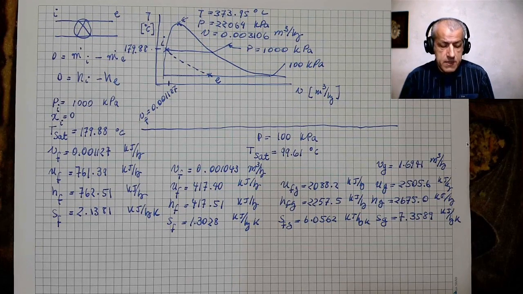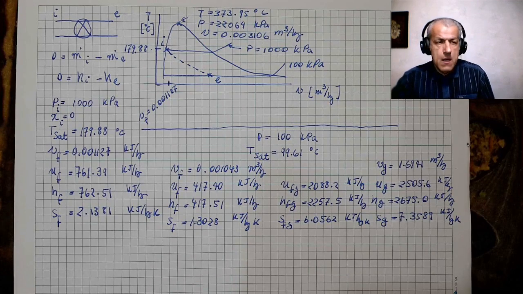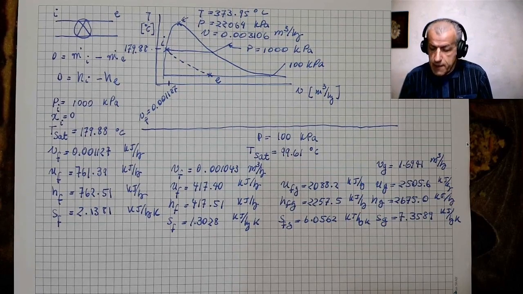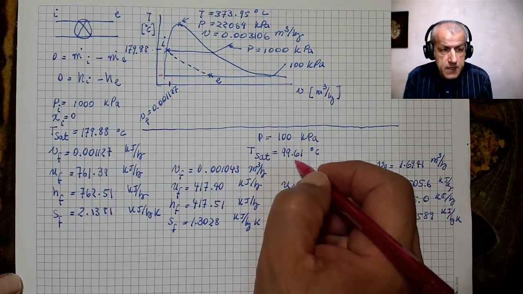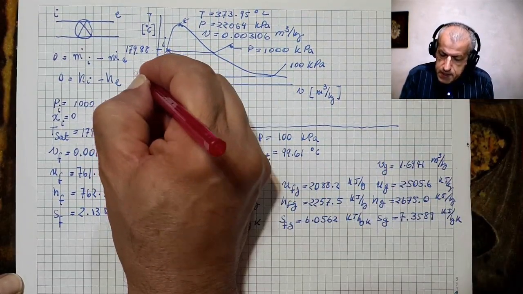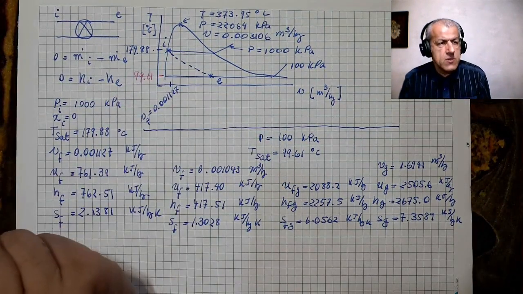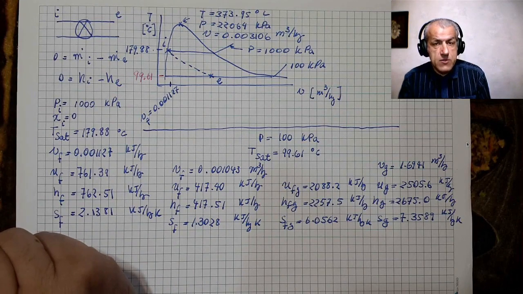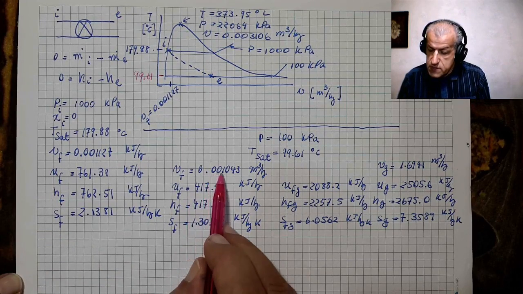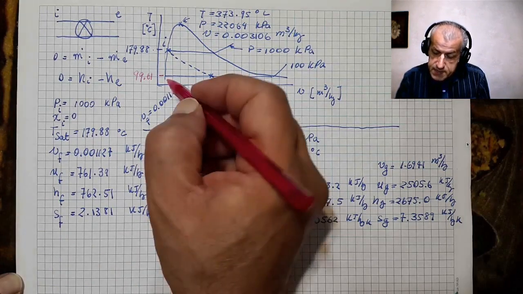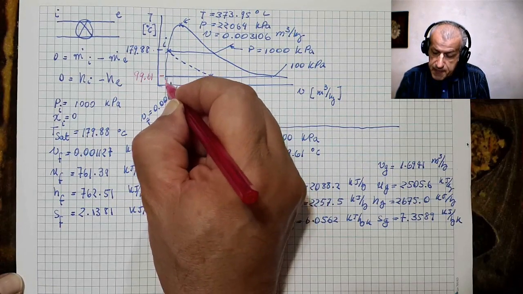These are steam properties, and have nothing to do with our problem. And what I have found is that here, for example, the temperature is 99.61 degrees C, which is the saturation temperature at 100 kilopascals. Also, we have VF, which is 0.001043, slightly to the left of this one.